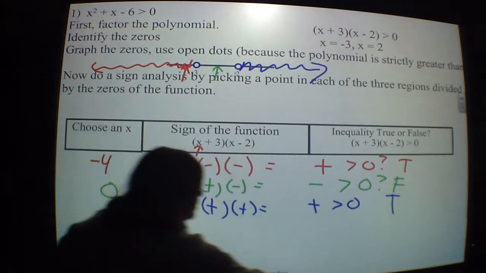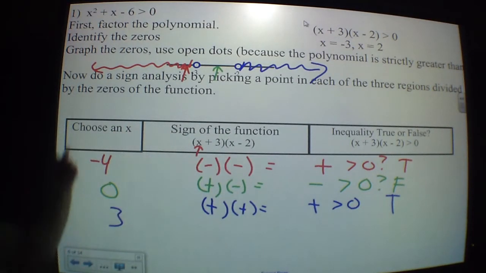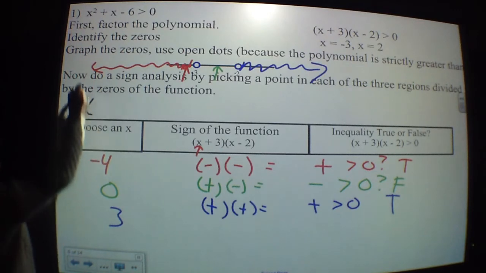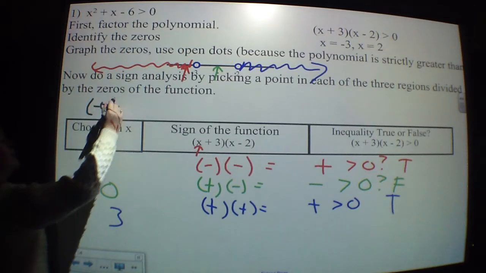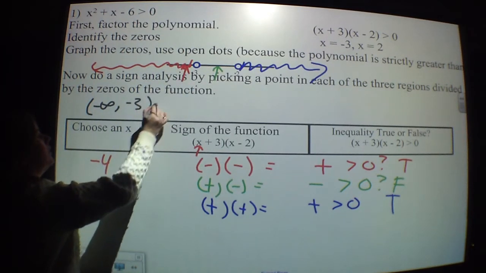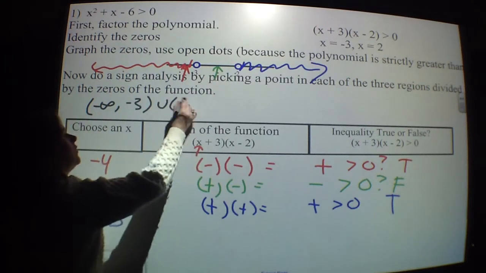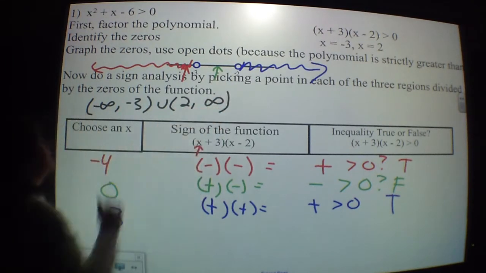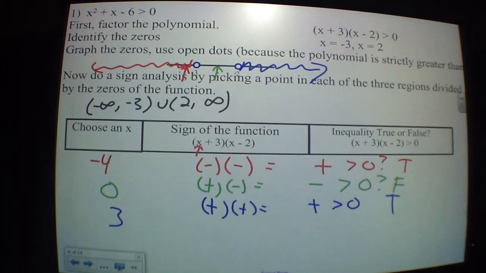So now I can write my solution. I have my graph. It's really easy now. Negative infinity to negative 3, union 2 to positive infinity. So there's my solution.